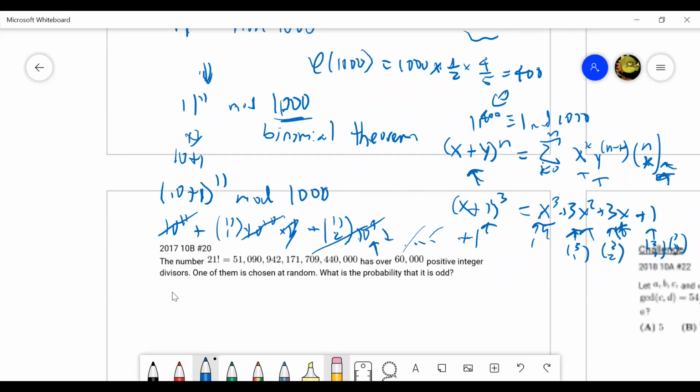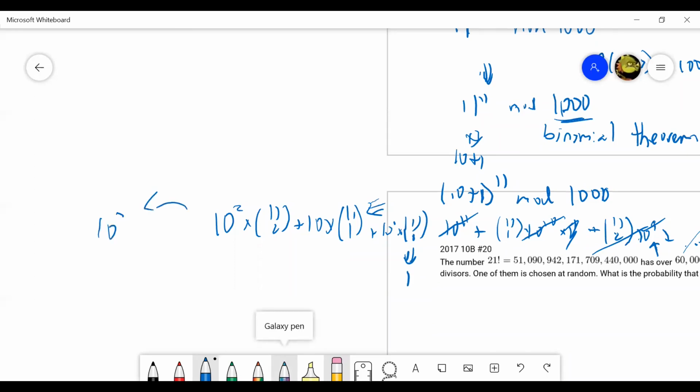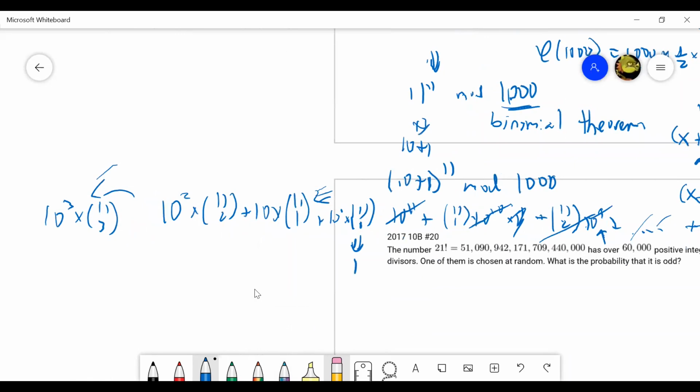And there are only going to be 3 of them. So if we have more room on the side, these three terms are going to be 10 squared times 11 choose 2 plus 10 times 11 choose 1 plus, well, 10 to the 0 times 11 choose 0, where this is equal to 1. And you'll note that any term higher, like the next term, is 10 cubed times 11 choose 3. This is obviously 0 mod 1000. So that's why we can ignore all the terms before this. And then this is very easy calculations from here.